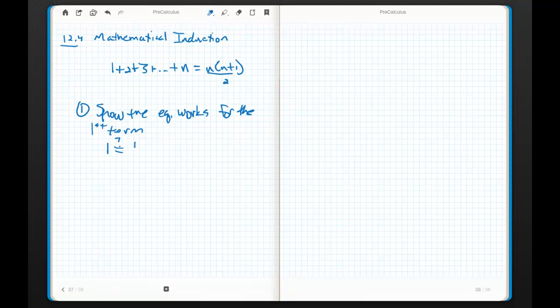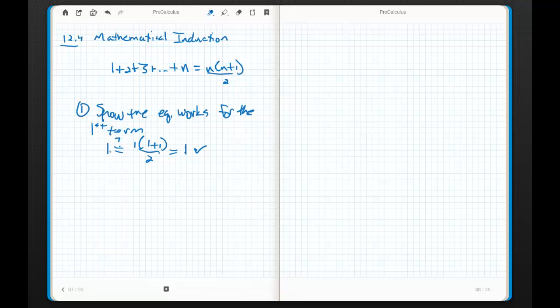is 1 equal to 1 times 1 plus 1 divided by 2? Well, last I checked, this is equal to 1, and last I checked, 1 equals 1. So check.